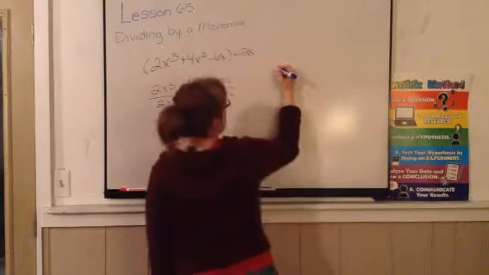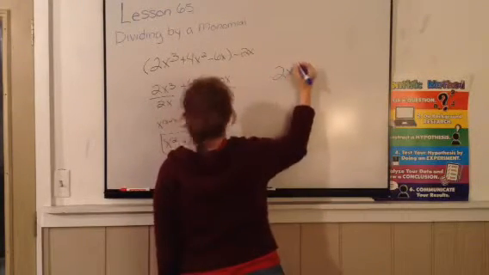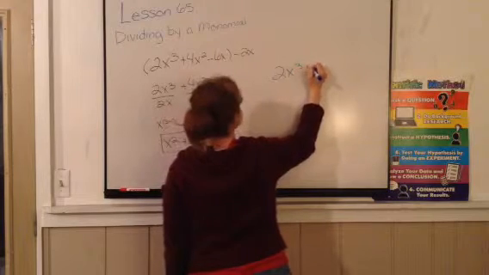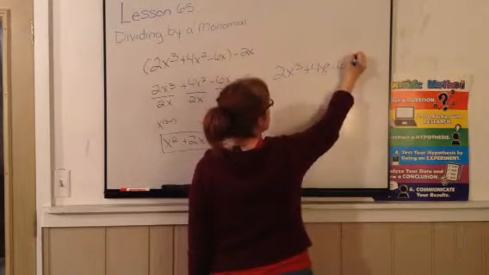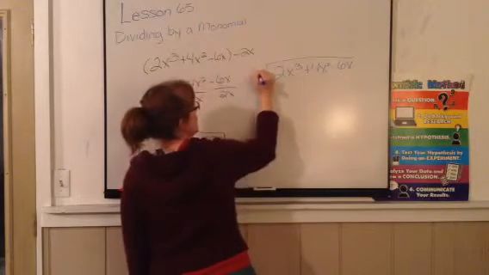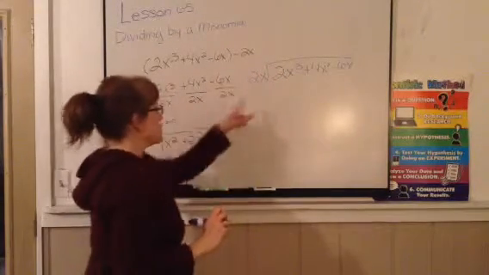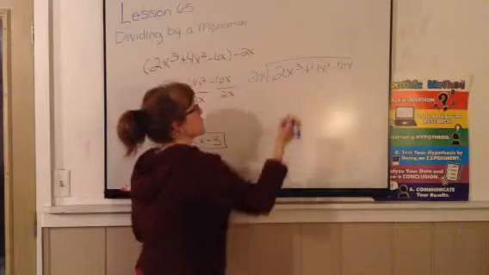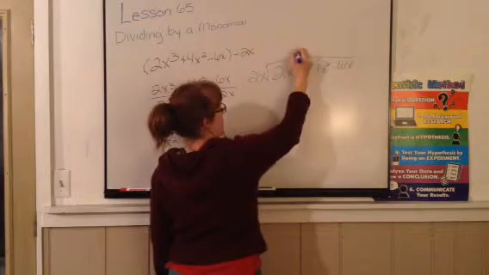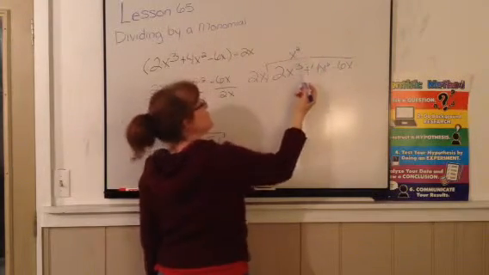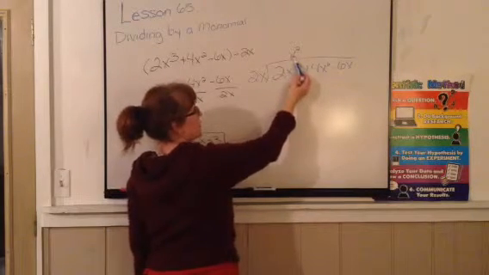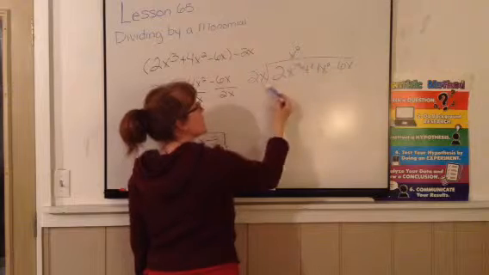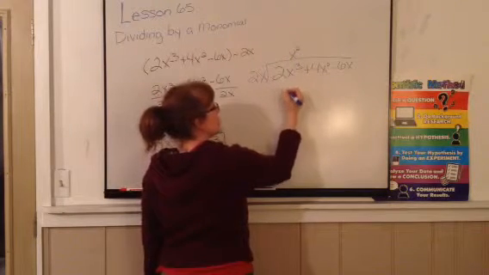So we have 2x cubed plus 4x squared minus 6x. All of that is divided by 2x. Okay, so 2x goes into 2x cubed. Well, I need x squared. Do you see how that works? I already have my 2. I have 1x, but I need 3 x's, so I have x squared up here. So x squared times 2x is 2x cubed.